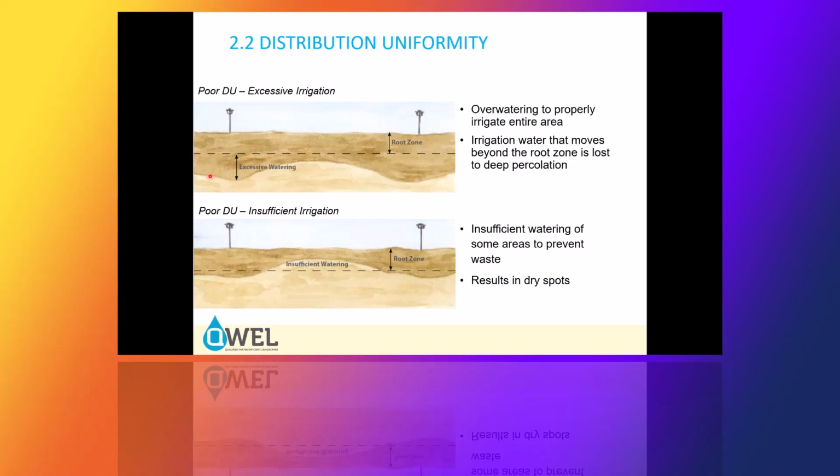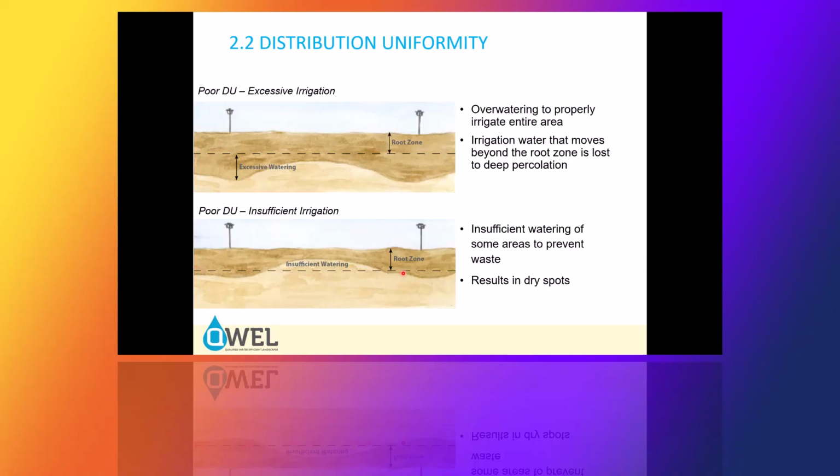And you can see, because there's more water coming here and then there's less water coming here, that it is not uniform. Uniform application would basically mean that the water is all at one level. So in this case, we're overwatering the entire area. And any water that's moving beyond that root zone is lost to deep percolation. So here's another picture of poor DU, and this is insufficient irrigation.